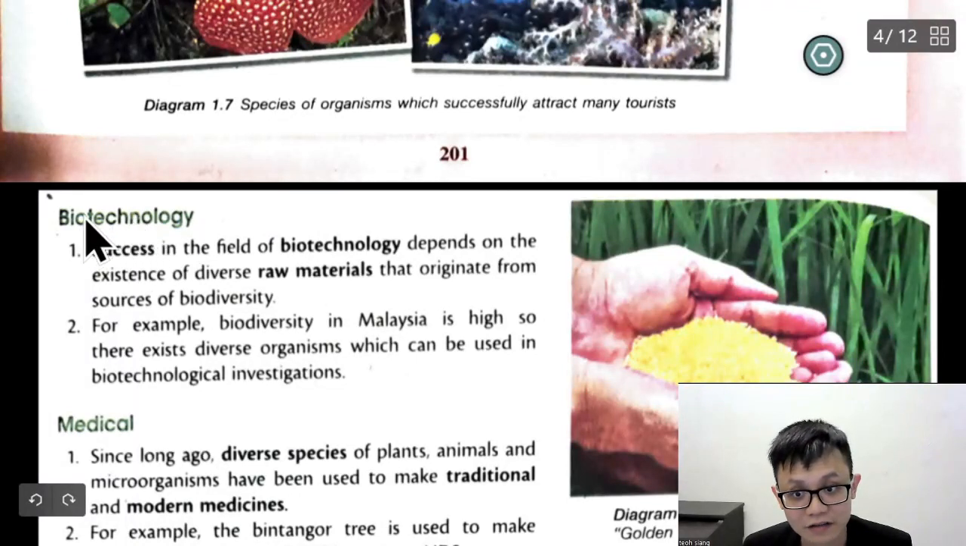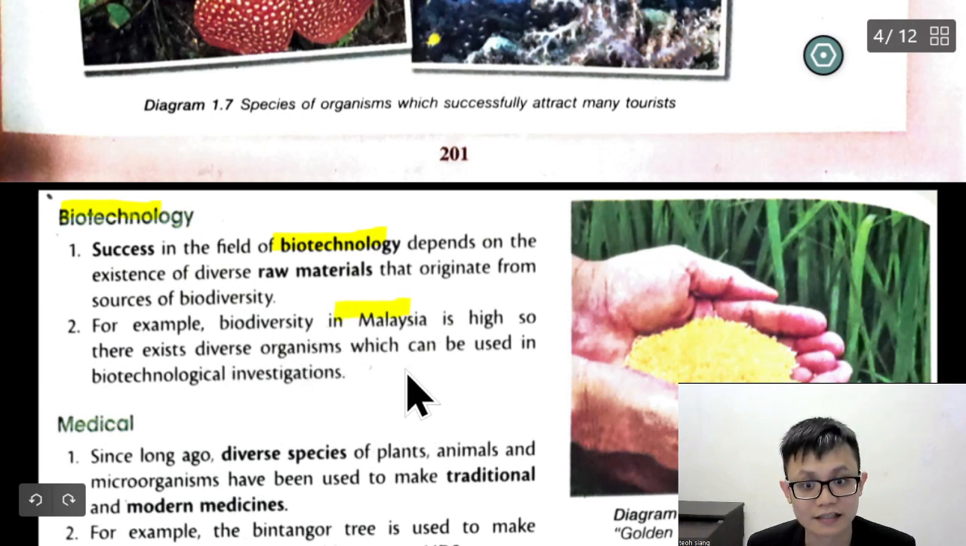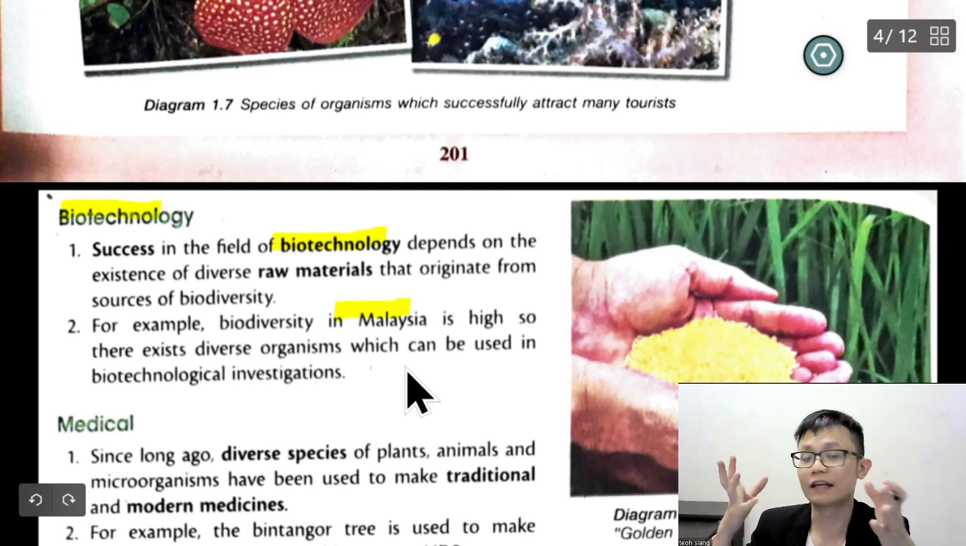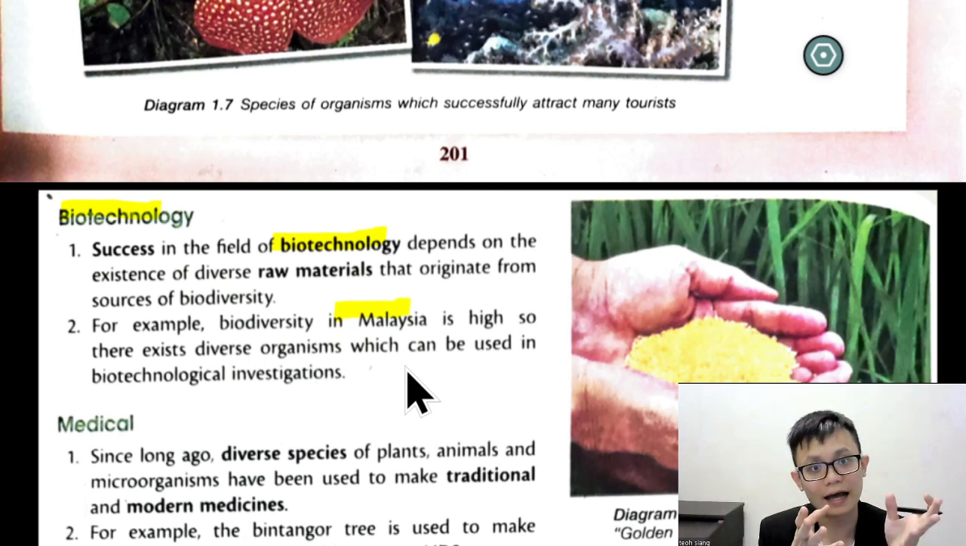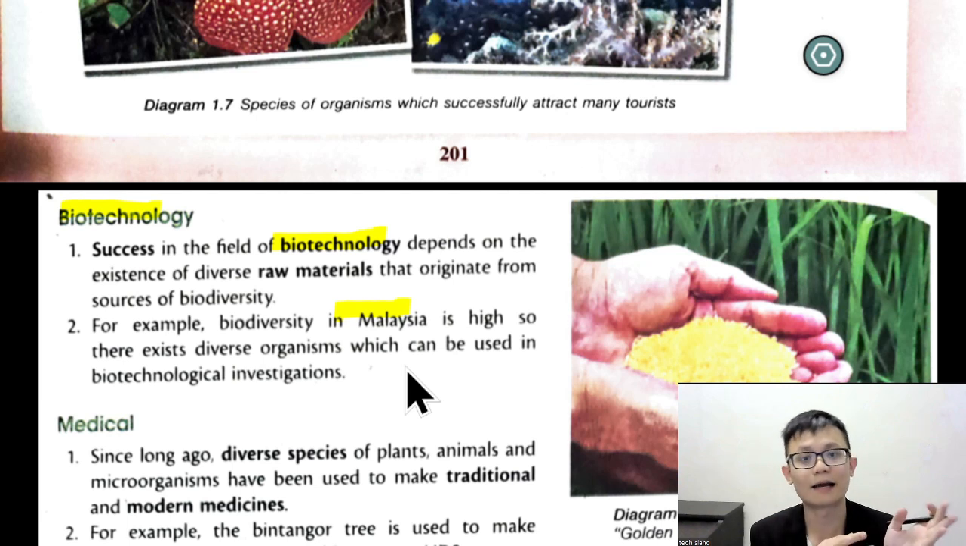For biotechnology, yes, we need biotechnology. Like in Malaysia, we can see the existence of diverse organisms and biotech. For example, if you don't have biotech, your plant production for 1 year may be only 1 time or 2 times.